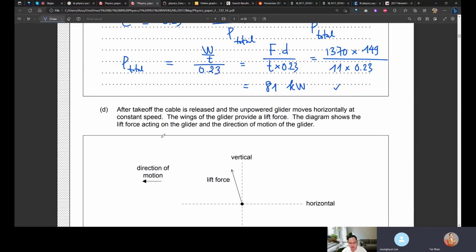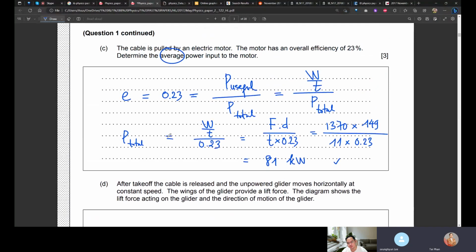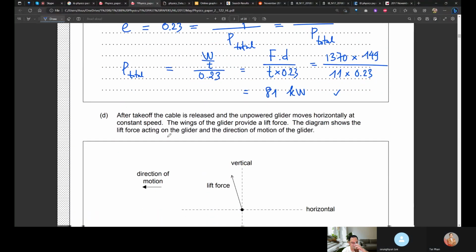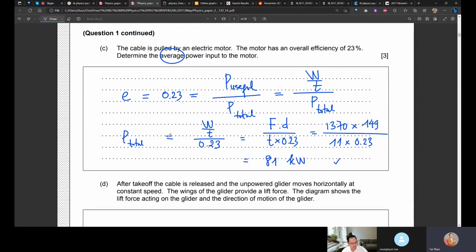Question D. I was wrong with this one for C. Yeah, I got it. Power input to the motor, the total power, is the useful output over the efficiency.